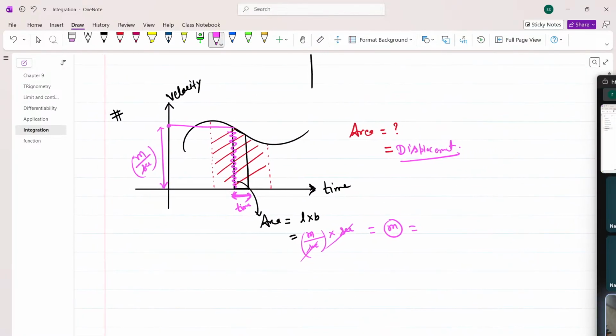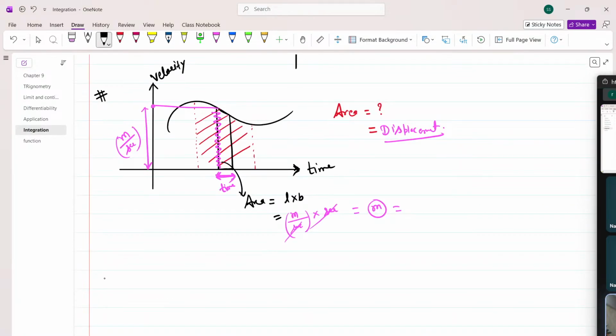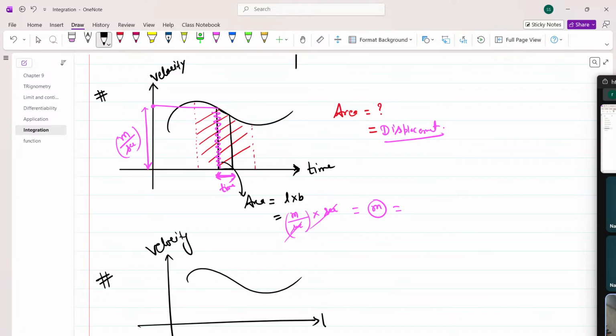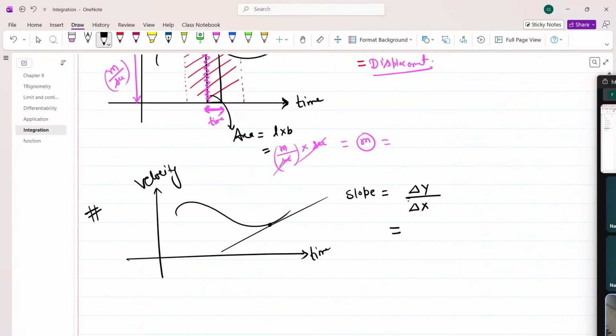Okay. Similarly, this is the link of differentiation as well. Suppose, Nisa, we have the same velocity time graph, and suppose someone is asking what the slope of this graph will represent. So slope is what, Nisa? Slope is change in y upon change in x. Am I right?